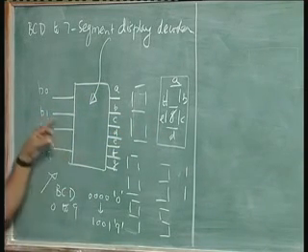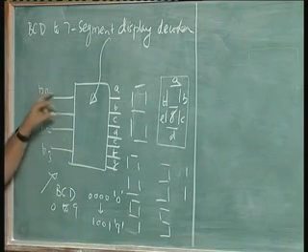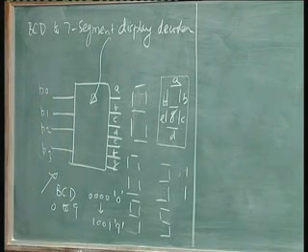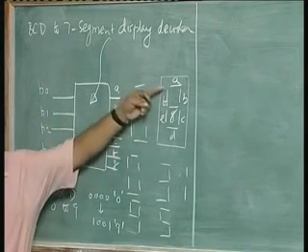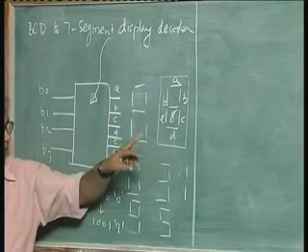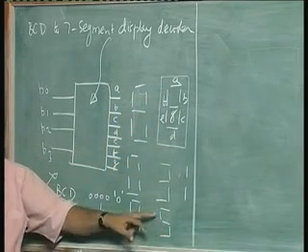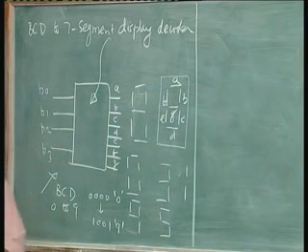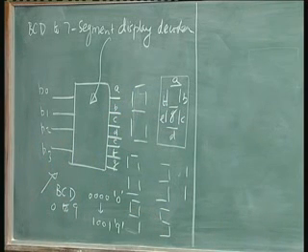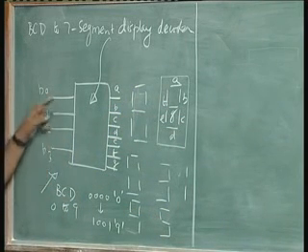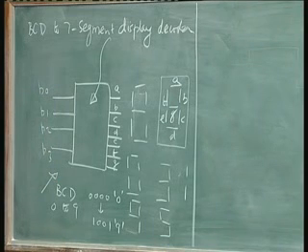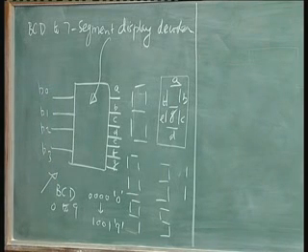If I give 0, 1, 0, 1, that is 5. So I want LEDs A, C, D, F and G to glow. All others do not glow. If I want 8, 1, 0, 0, 0 is 8, then I need all A, B, C, D, E, F, G to glow.